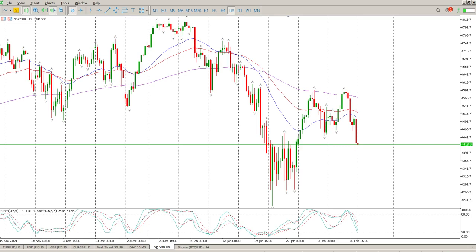Good morning, everybody, and this is your S&P 500 day trade setups for today, and we do have a bit of a situation brewing here.